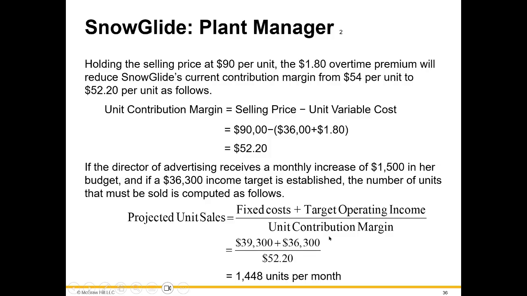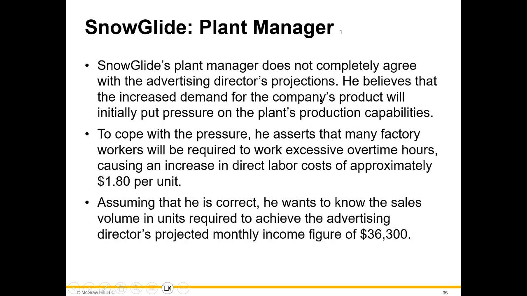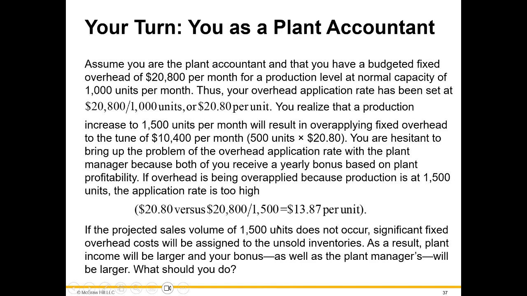So you can see how we can use various what-if scenarios to answer these questions. And say, okay, but it's going to cost us more, so how do we still get to 36,300? Well, we're going to have to sell 1,448. Whereas before we said we just need to sell 1,400 units, actually, because of a reduced contribution margin due to the increased variable costs, now we've got to sell 1,448 to get to this target operating income.